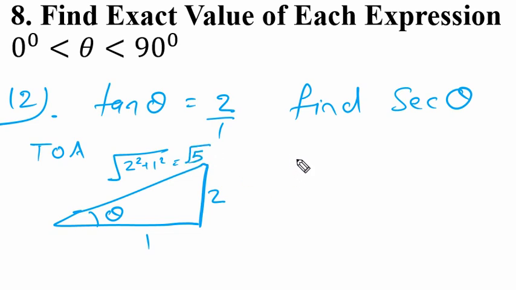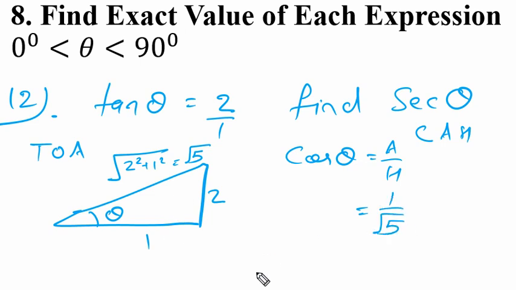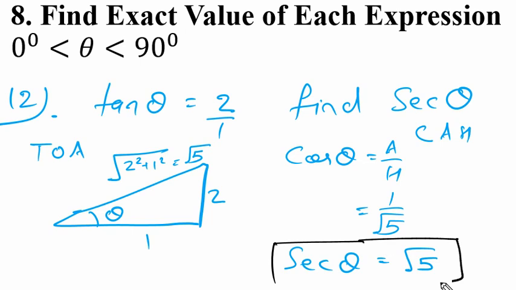Now secant theta, so cos theta is what? Adjacent over hypotenuse. Adjacent is 1 over square root 5, and secant is the reciprocal of that, so secant theta is equal to square root 5. That is your answer. Good. That is the method you find using the triangle.